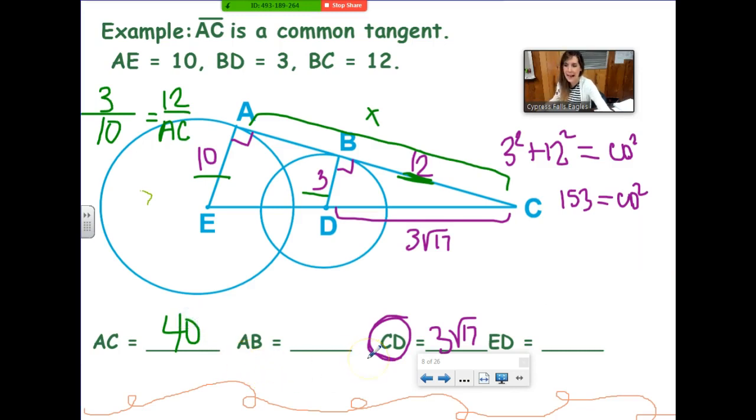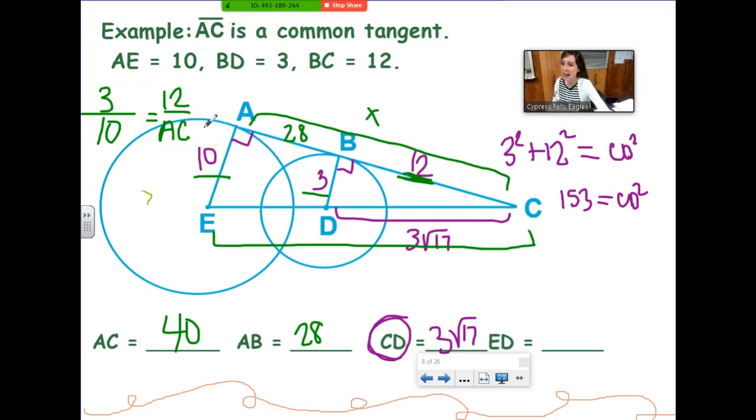And then how can we get AB now? Subtract 12. Good. Not drawn to scale. 40 minus 12. Everyone okay with 28 for the distance from A to B? Okay. So now there are like 6 different ways you could write that same proportion.